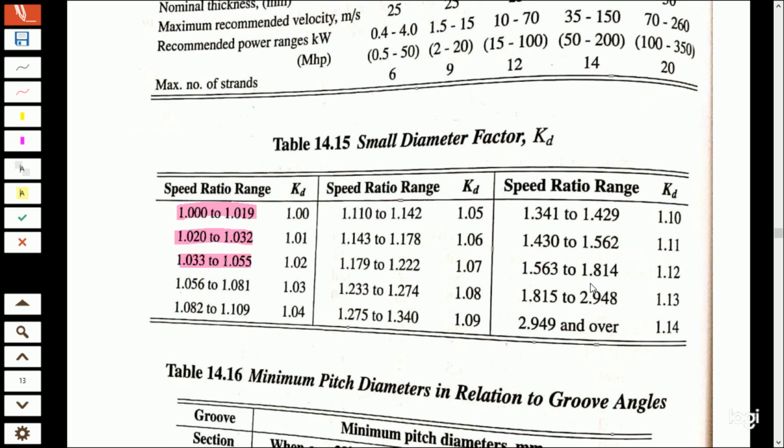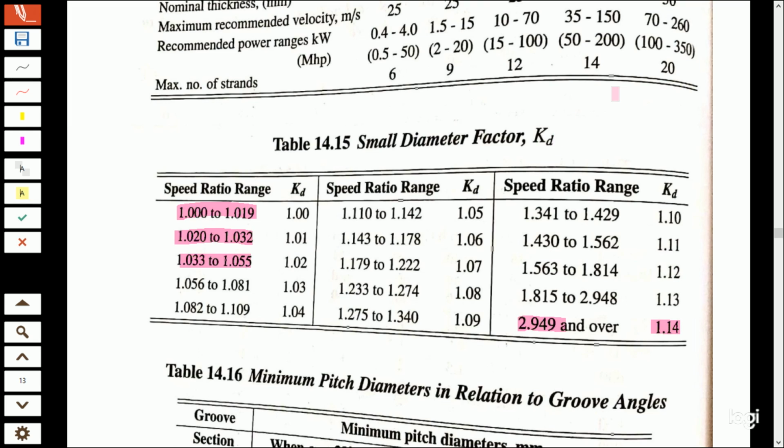Now you can see here the velocity ratio value that is obtained is 4, which is beyond 2.949. So for that we have to choose a value of 1.14 as the KD value. This is how we are going to select the value of KD. If it is going beyond 2.949, you can stick to the value of 1.14.